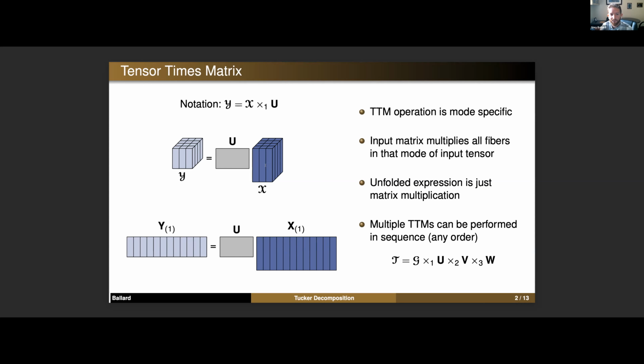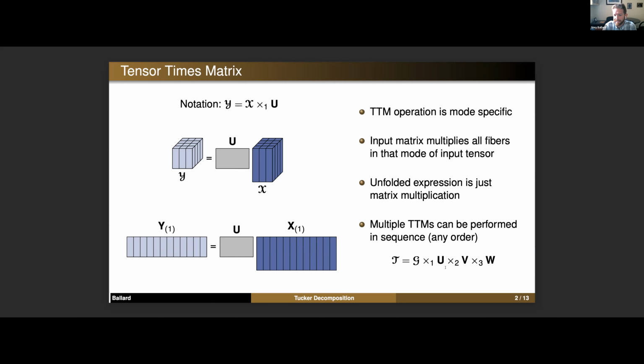What I can do is reshape my tensor by unfolding it as Tammy described. This is the mode 1 unfolding, where the mode 1 fibers are stacked as columns in this matrix. Then my operation is exactly matrix multiply. I take the matrix U, multiply it times the unfolded matrix X in the first mode, and that gives me the unfolded matrix Y in the first mode. So TTM is really just matrix multiply, but the mode that we specify is the direction in which we do the multiplication. So that's one TTM.